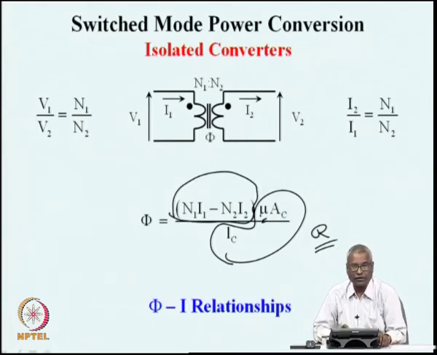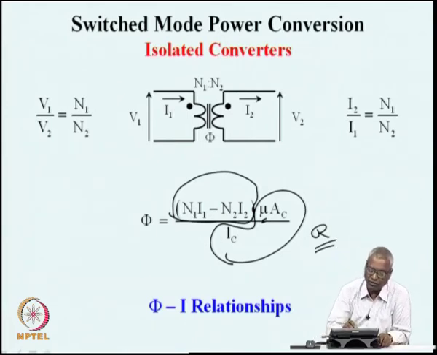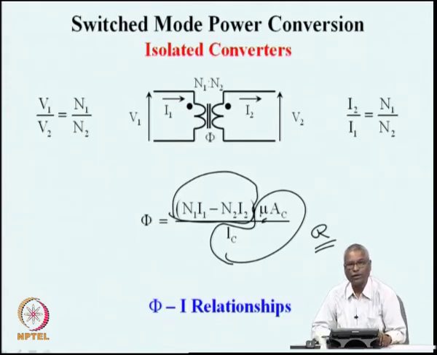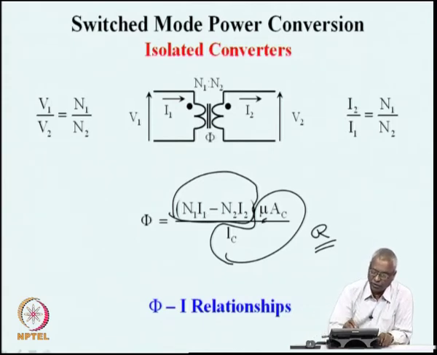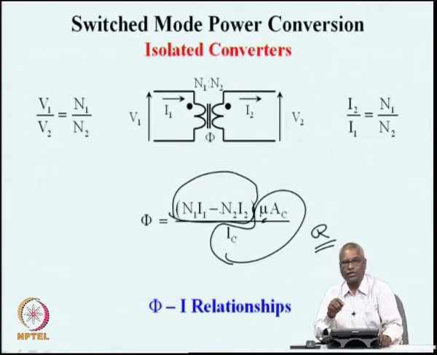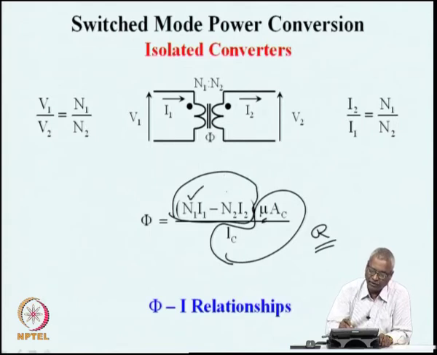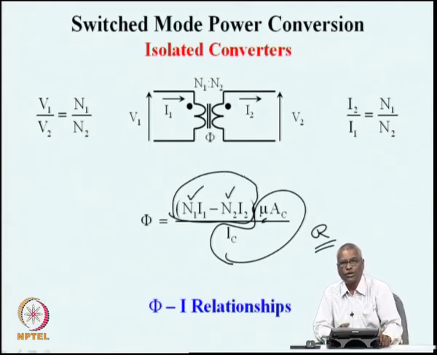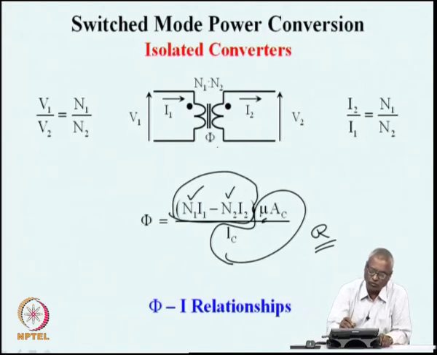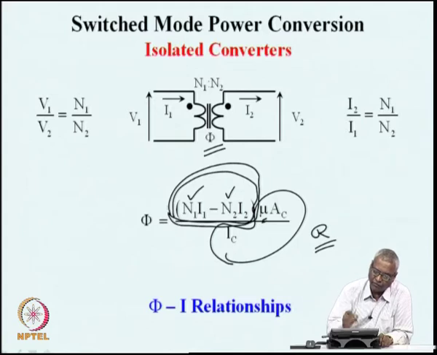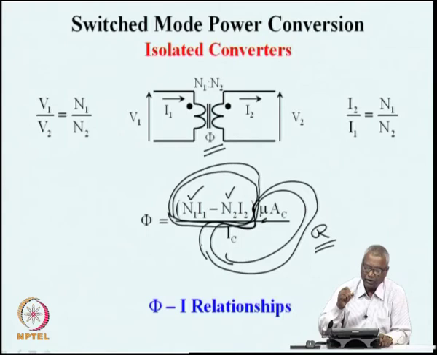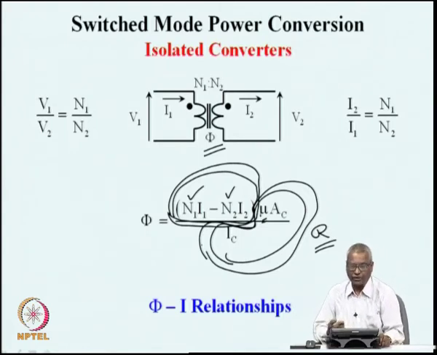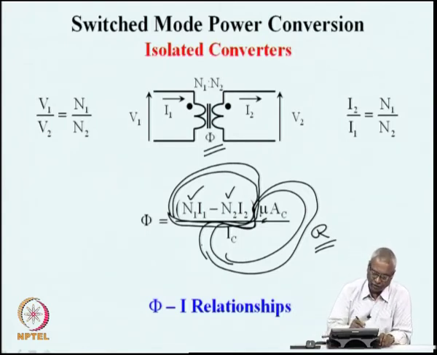In an ideal transformer, this quantity will be 0 because N1 I1 and N2 I2 are equal. In a real transformer, these two will not be equal, and the difference between the primary ampere turns N1 I1 and the secondary ampere turns N2 I2 is what is establishing the core flux phi. So, this is the net ampere turns in the core, N1 I1 minus N2 I2. This is the reluctance of the magnetic circuit, and we see that flux is the ampere turns divided by the reluctance of the magnetic circuit.